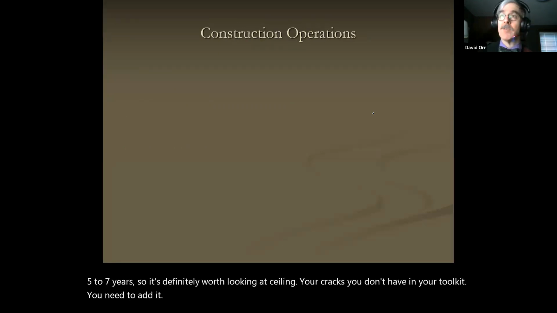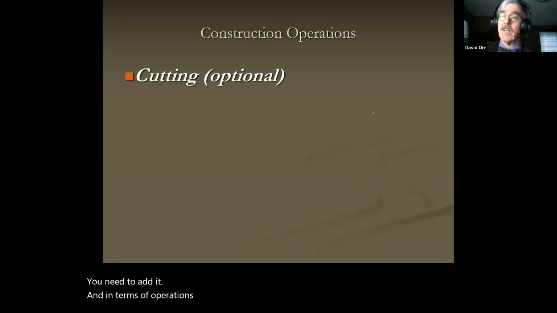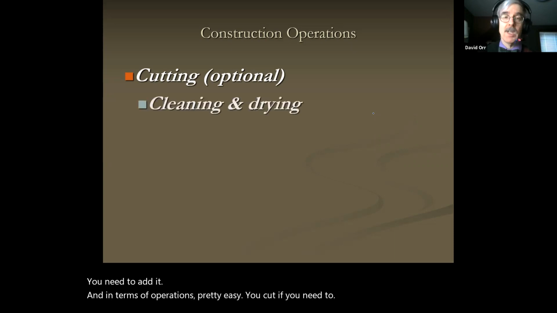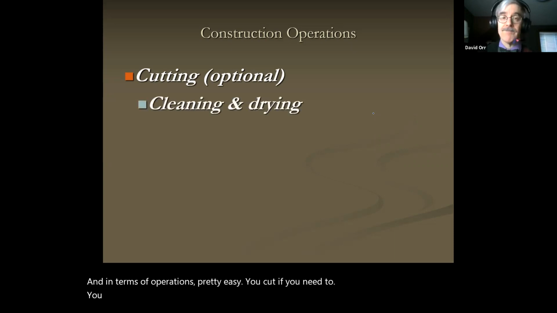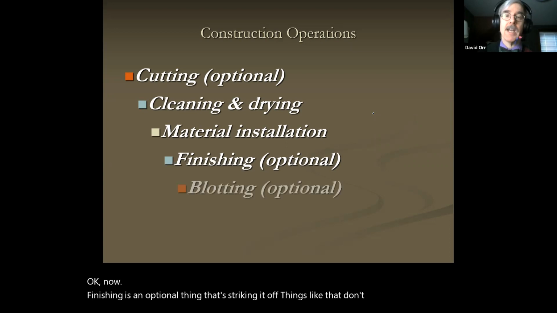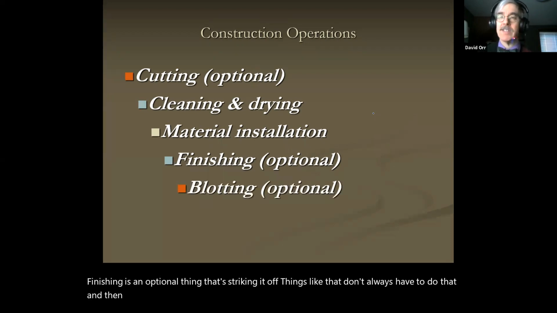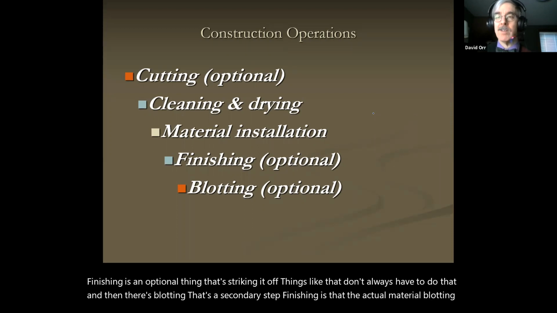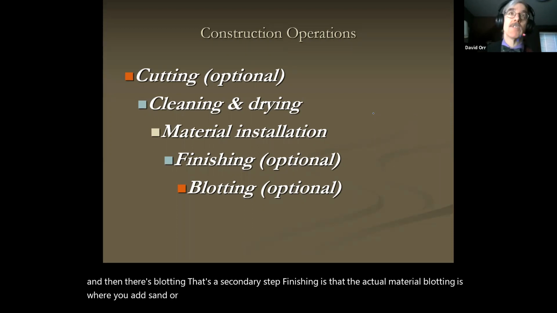And in terms of operations, it's pretty easy. You cut if you need to. You clean and dry it. You add the material, whatever it is, and you finish. Okay? Now, finishing is an optional thing. That's striking it off, things like that. Don't always have to do that. And then there's blotting. That's a secondary step. Finishing is the actual material. Blotting is where you add sand or toilet paper even. So let's go through those real quickly, and then we'll move to our next repair.